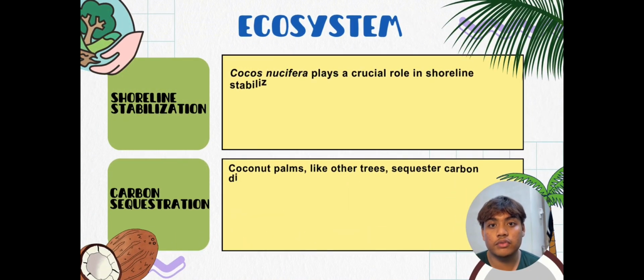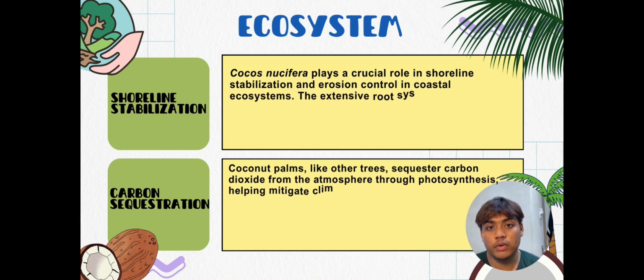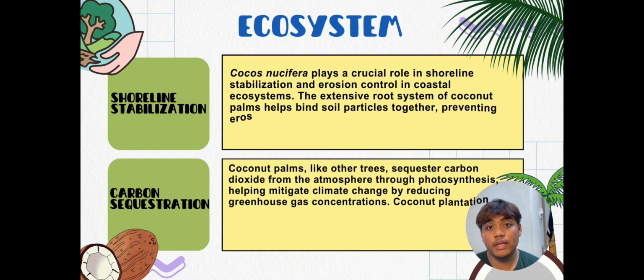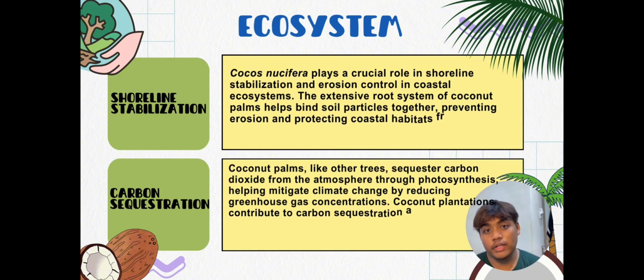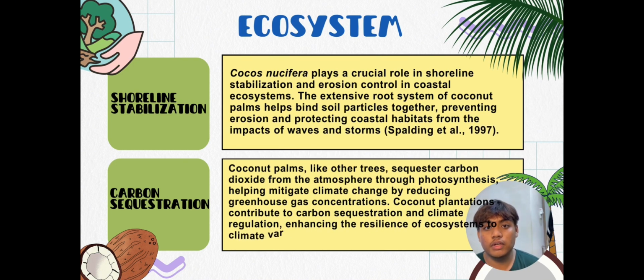In ecosystem there are two factors too, which are shoreline stabilization and carbon sequestration. Cocos nucifera, or coconut palm, can play a significant role in shoreline stabilization, particularly in tropical and subtropical coastal regions. Planting Cocos nucifera for stabilization. For example, root system. Coconut palm has an intensive fibrous root system that helps bind the soil and reduce erosion.